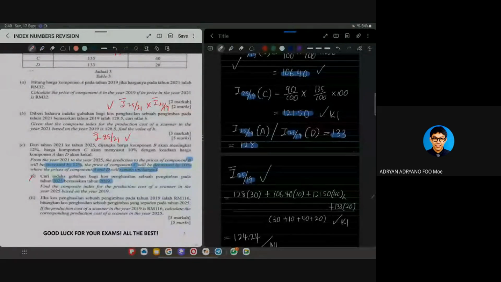If they mention different increase and decrease for each material or ingredient, you have to find the new index first, then find the new composite index. Then that is your answer, the most accurate answer. Okay, I hope you understand.